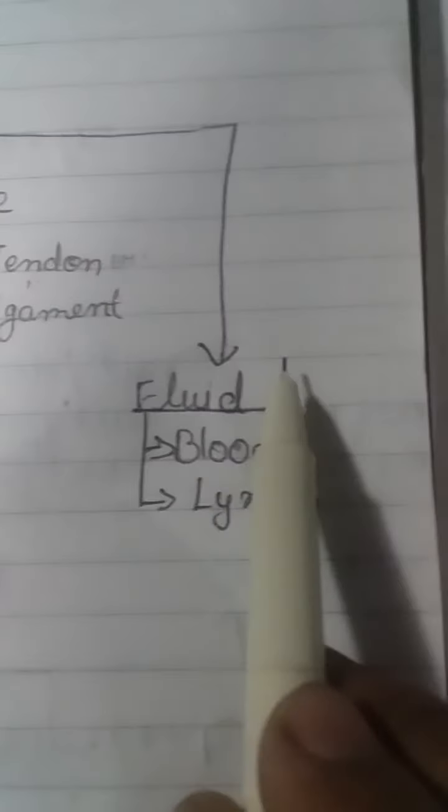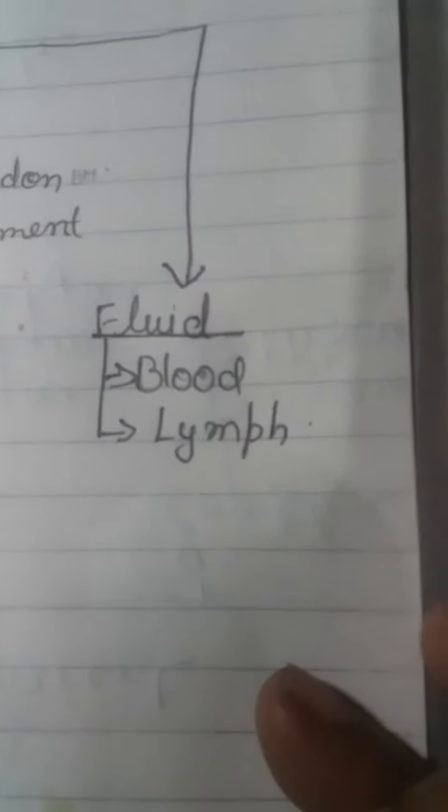And the last one is fluid connective tissue. Fluid connective tissue is of two types: blood and lymph. Blood is red in color, it has hemoglobin, and its function is to carry oxygen, food, nutrients, and water to the different parts of our body. They get these things from the different vital organs. And lymph is the interstitial fluid of the blood itself.